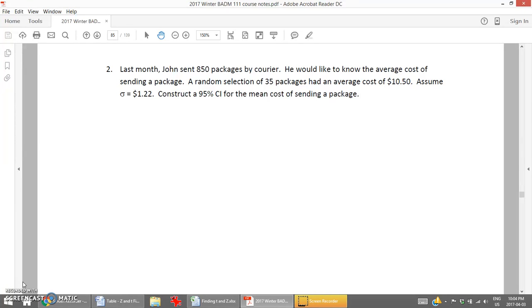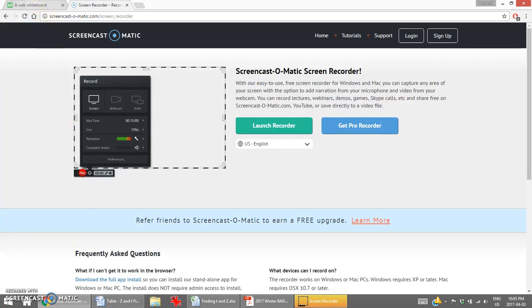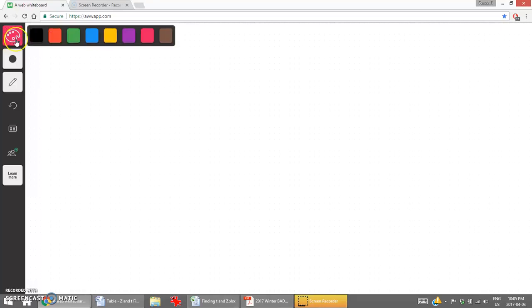Now we develop a confidence interval only to give us more confidence on the sample average value. The confidence interval is going to increase our probability that the true average falls within this range. So let's start by looking at our whiteboard, and let's write down what we know.